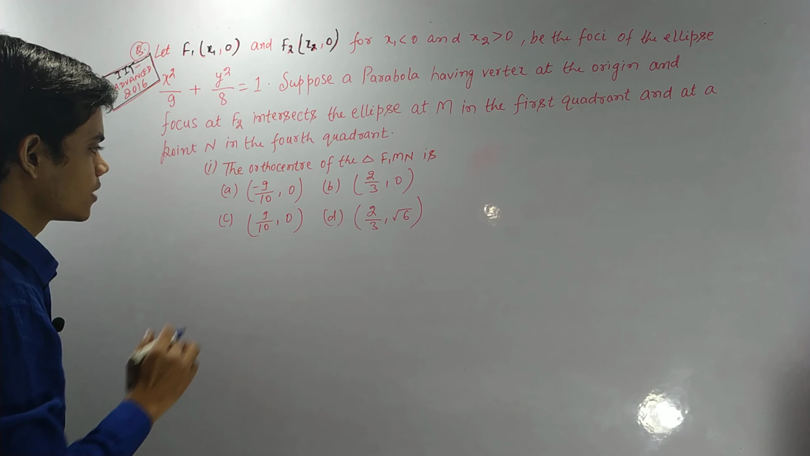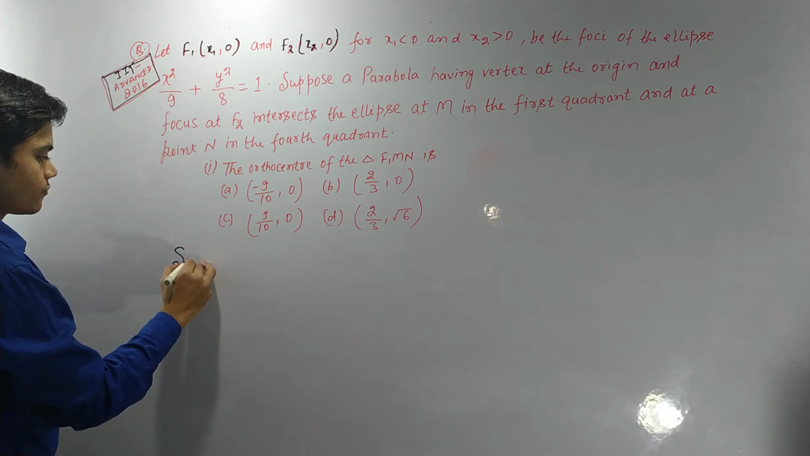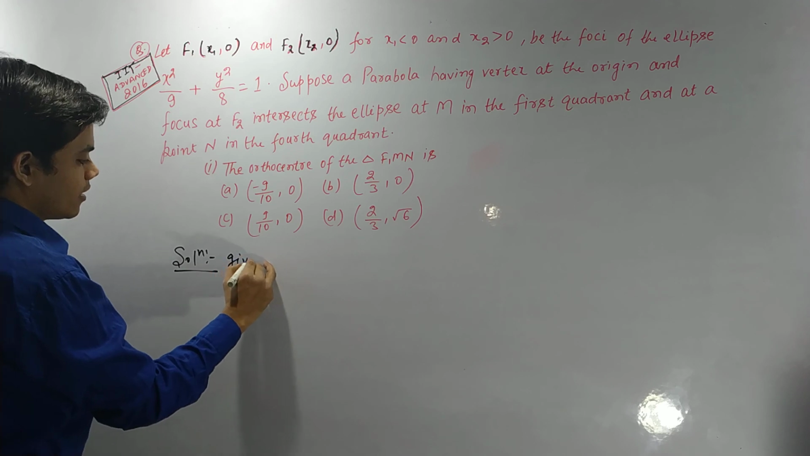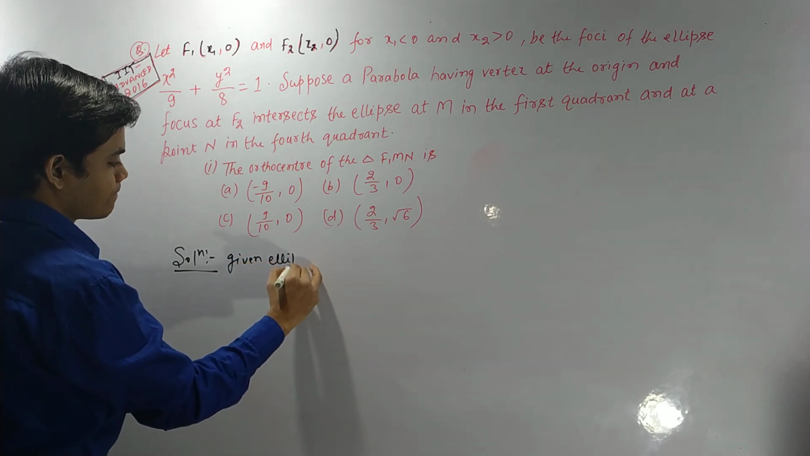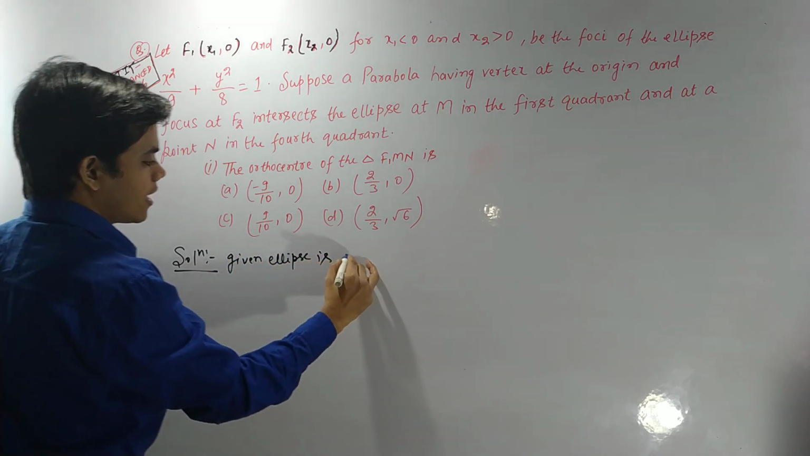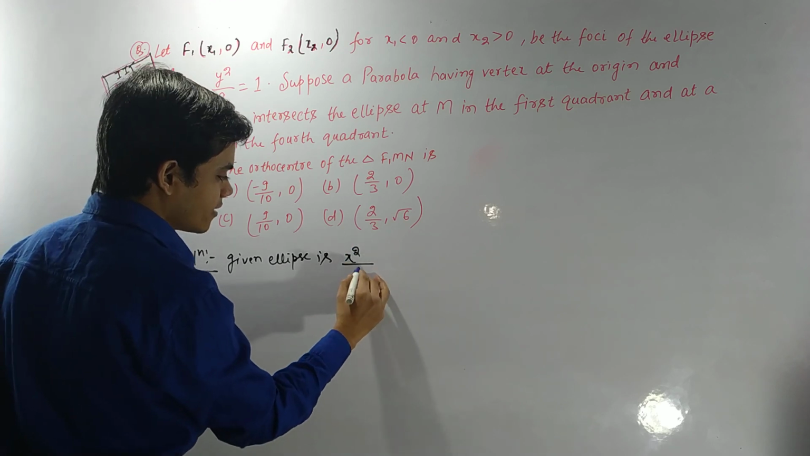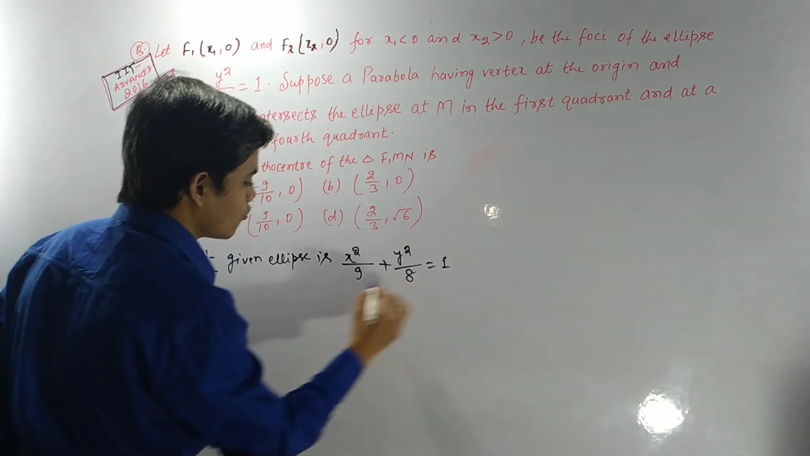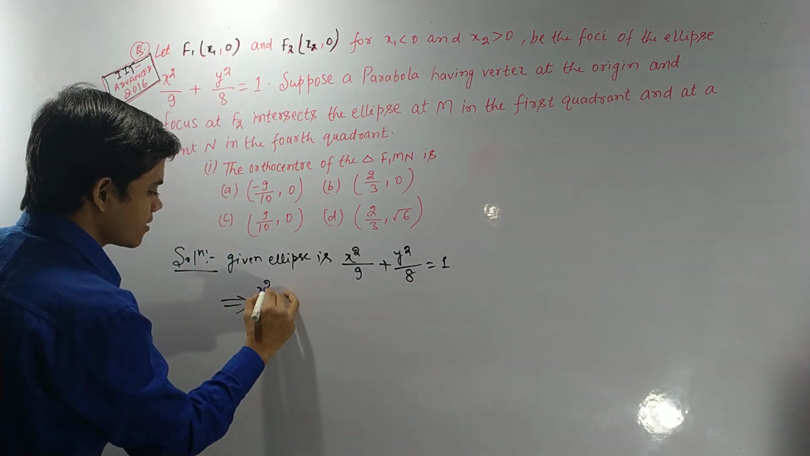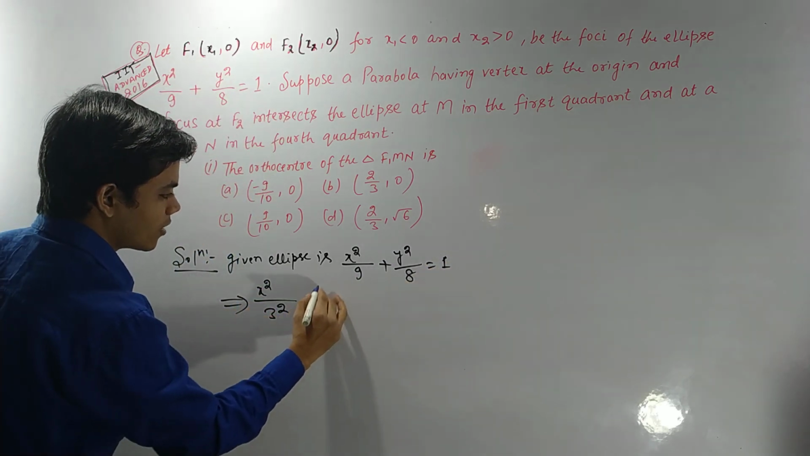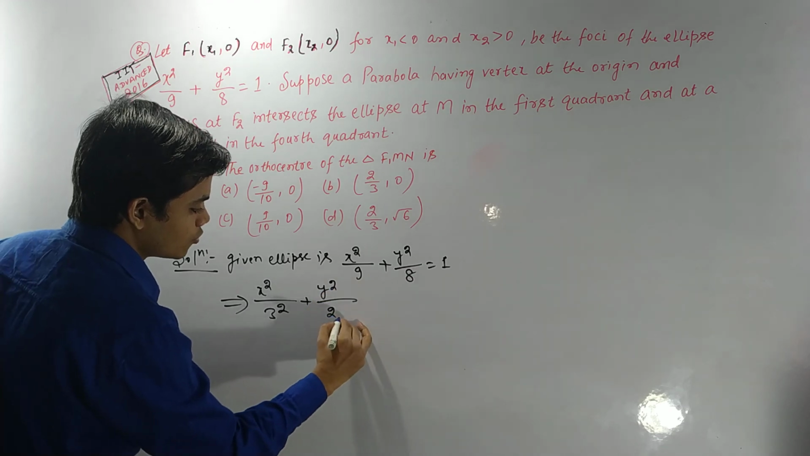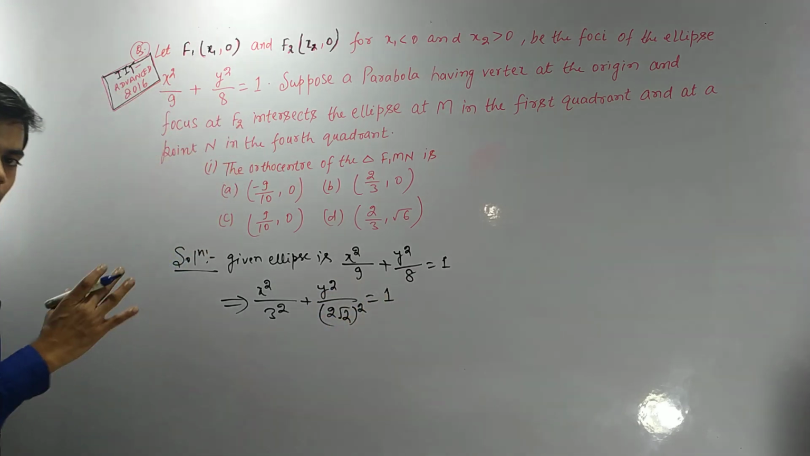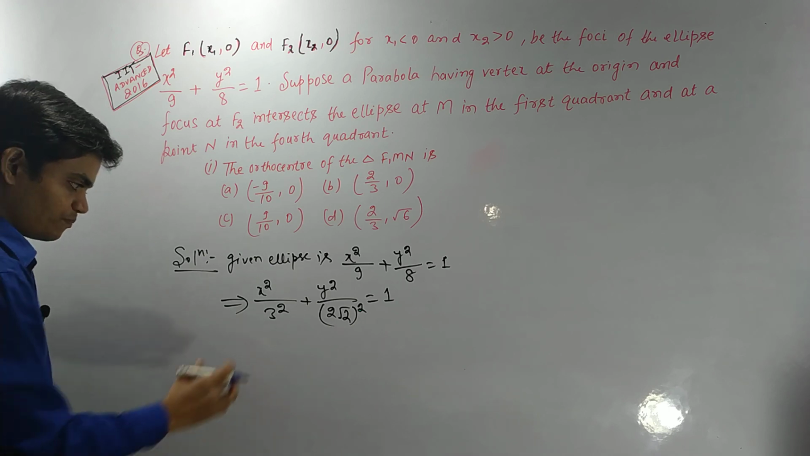All right. So first of all, the ellipse is given. The ellipse is x squared upon 9 plus y squared upon 8 is equal to 1. So we can write it as x squared upon 3 squared plus y squared upon (2 root 2) squared is equal to 1 in standard form.